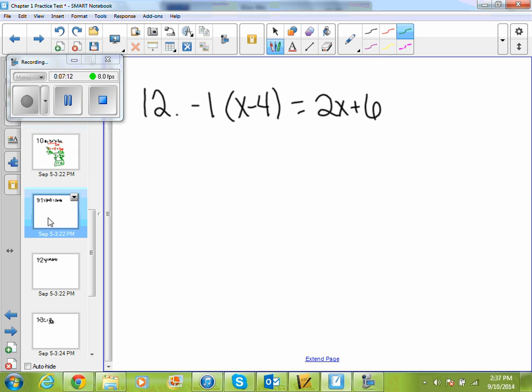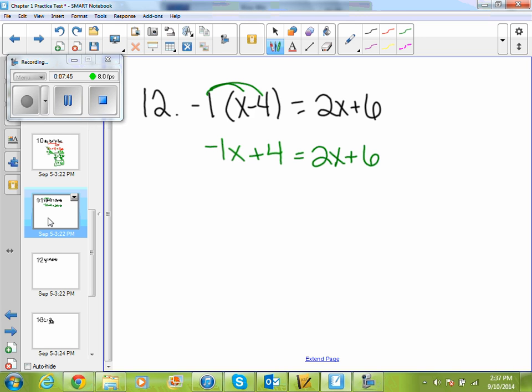Okay, if we look at number 12, negative 1 times the quantity x minus 4 equals 2x plus 6. We need to distribute this negative 1. Negative 1 times x is negative 1x. Negative 1 times negative 4 gives me a positive 4, because a negative times a negative is a positive. And then I have 2x plus 6. That stays the same.